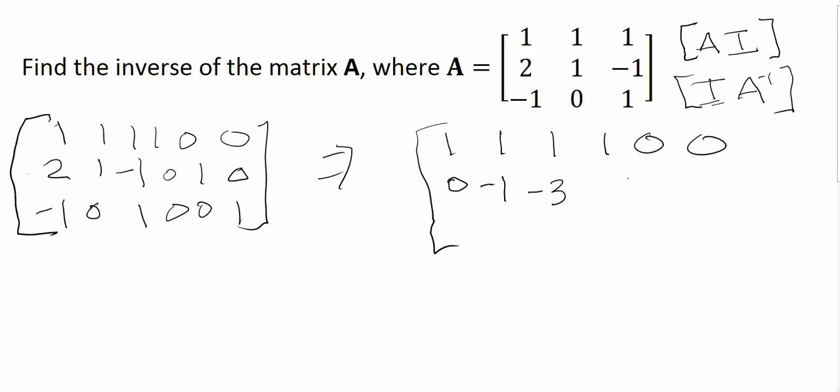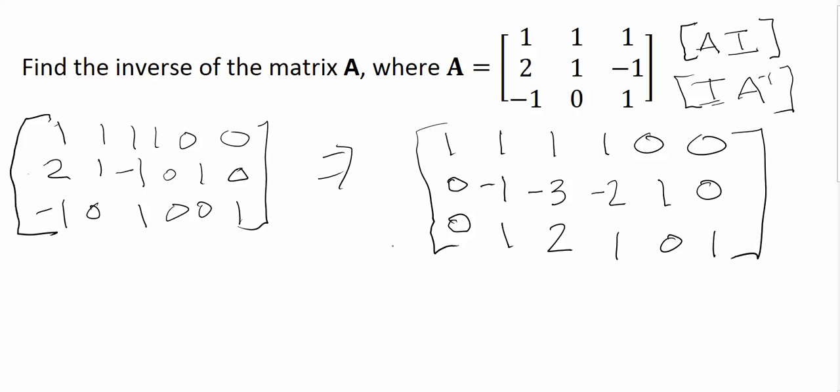Minus 2 times 1 plus 0 is minus 2. Minus 2 times 0 plus 1 is 1. Minus 2 times 0 plus 0 is 0. Then, for the third row, we take the original row 1 plus the original row 3, and that will get rid of the leading minus 1. So we put 0, then 1 plus 0 is 1, then 1 plus 1 is 2, then 1 plus 0 is 1, 0, 1.